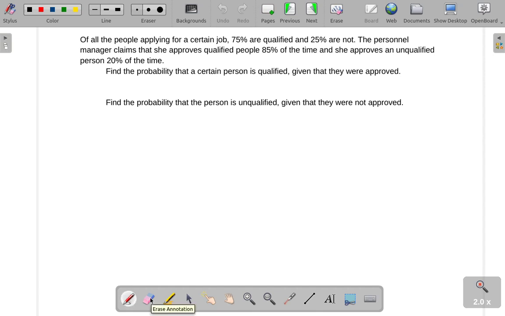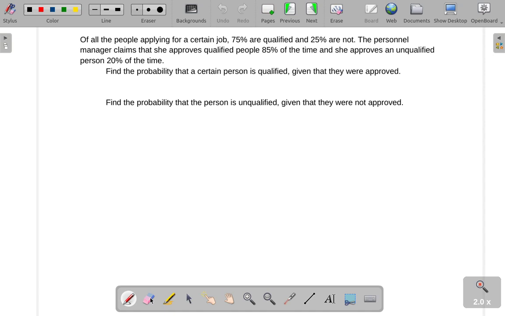Of all the people applying for a certain job, 75% are qualified and 25% are not. The personnel manager claims that she approves qualified people 85% of the time, and she approves an unqualified person 20% of the time. Find the probability that a certain person is qualified given that they were approved.